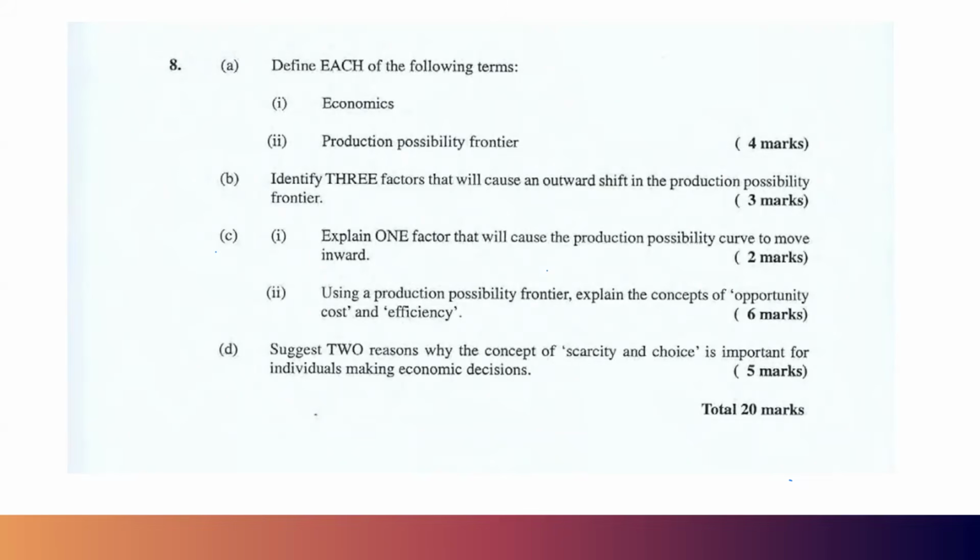Explain one factor that will cause the production possibility curve to move inward. Less resources, natural disasters. Right. Now, keep in mind, because you say explain, that's to go into detail, right? Let's keep it in mind. Two, use the production possibility frontier. Explain the concept of opportunity cost and efficiency.